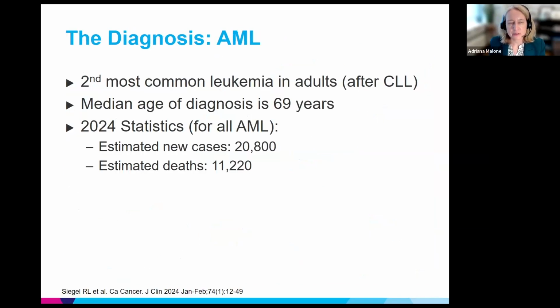And so the diagnosis for our patient is now acute myeloid leukemia, the second most common leukemia in adults after chronic lymphocytic leukemia, with a median age of diagnosis of 69 years old. Here are the 2024 statistics. This is for all new cases and for estimated deaths. This also has remained fairly stable.